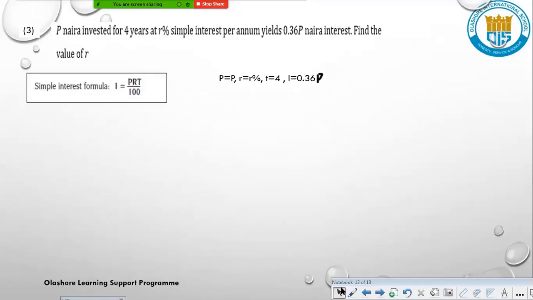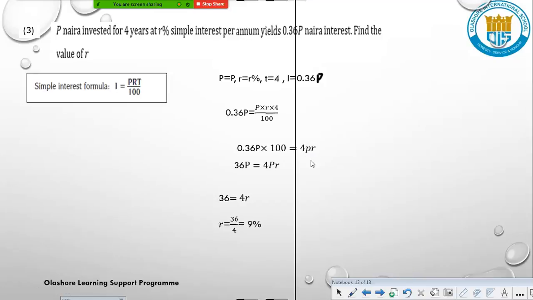Once we have that, plug the values into the equation. We have 0.36P is equal to P times R times 4 over 100. So cross multiply, we have 0.36P times 100 equals 4PR. Divide through by P, so we have 36 equal to 4R. Divide through by 4, R is equal to 9%. Okay, so we have that.